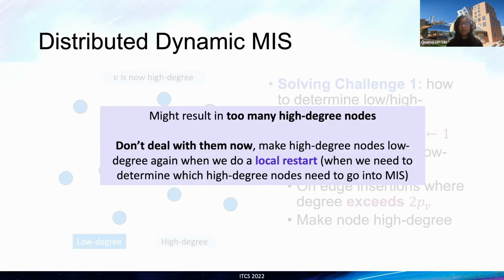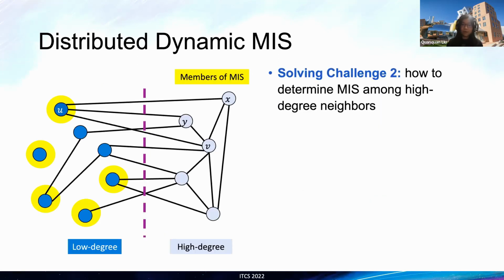This procedure may result in too many high degree nodes. Importantly, we don't deal with them now. We make high degree nodes low degree again when we perform a local restart. And as I mentioned before, local restarts are only performed when we need to determine which high degree nodes need to enter the MIS. The rest of the procedure then boils down to solving challenge 2, which is determining the set of high degree nodes that need to enter the MIS.